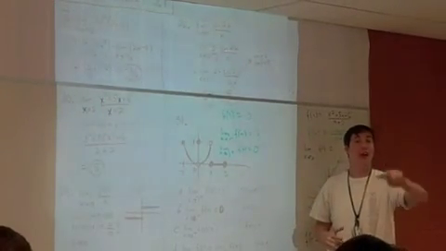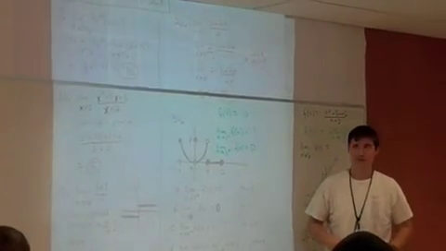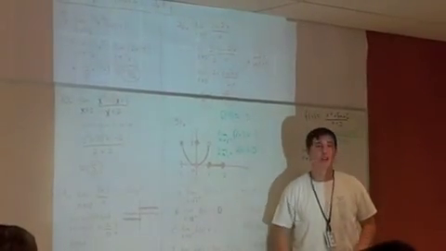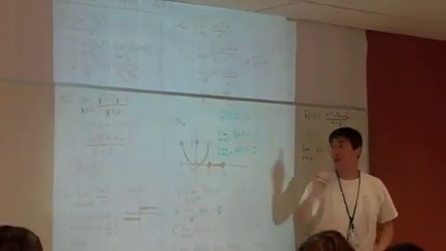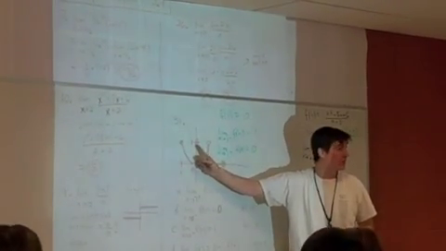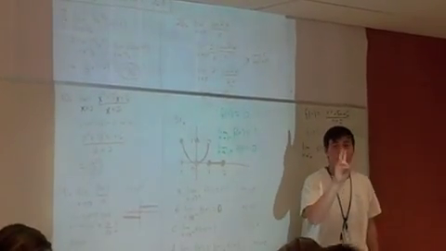One last question. Time flies when you're having fun. What is f of 0? F of 0 is 1. There's the picture. See what I'm saying? Those are two different questions.